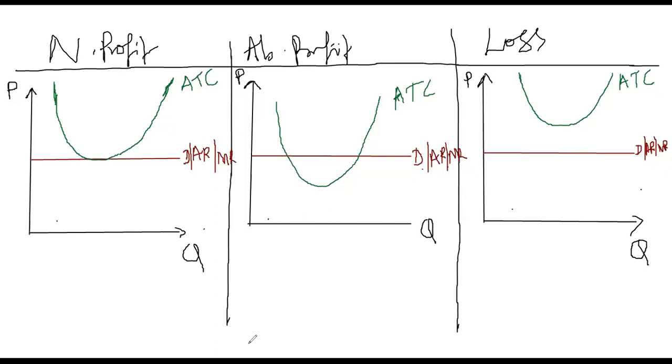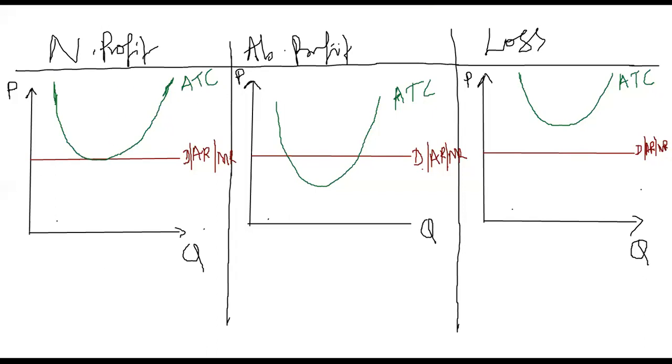All right. Now, the next step is the MC curve. This is how the MC curve comes. The MC curve will be drawn by cutting the minimum point of ATC. The MC curve passes through the minimum point of ATC. Right, so we'll draw the MC curve.